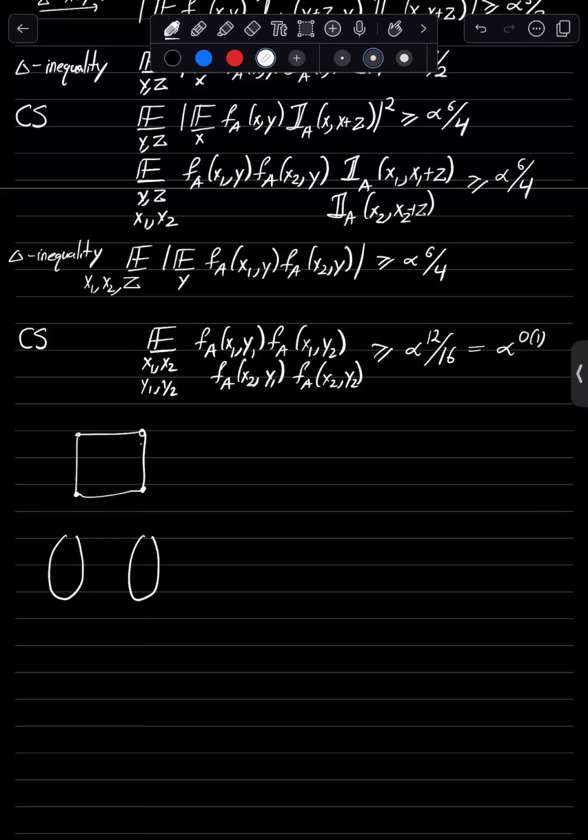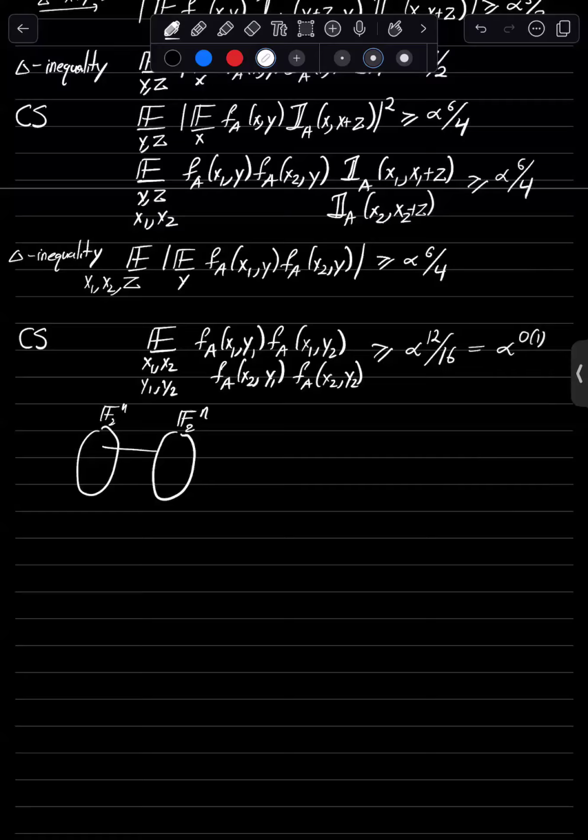Okay, maybe let's phrase it slightly differently. Let me phrase it in terms of a graph nicely. So I have my vertex set. One side is F_2^n, the other side is F_2^n. And the weight I give to an edge xy is the indicator that it's in the set minus alpha. So this is some weighted graph. And this quantity I'm looking at is the 4 cycle count in this bipartite graph. And I'm getting that the weighted 4 cycle count is large.